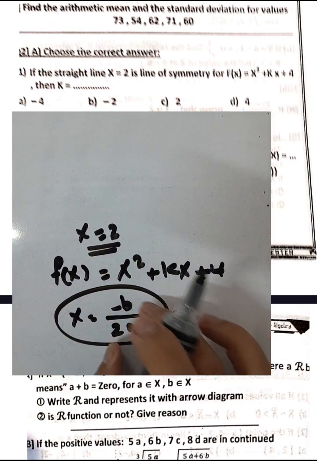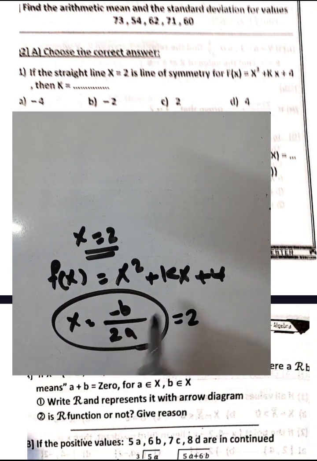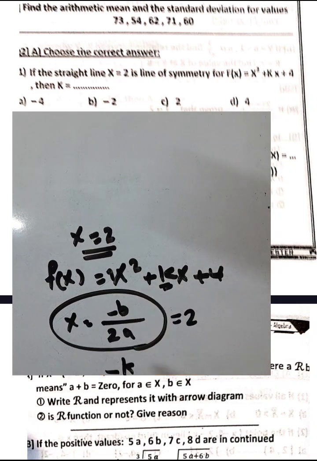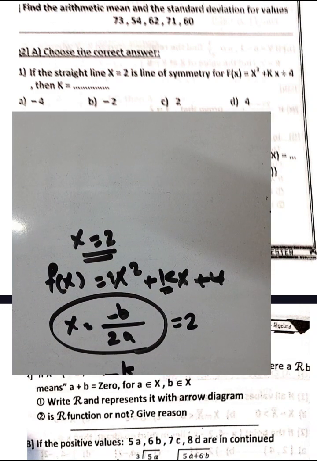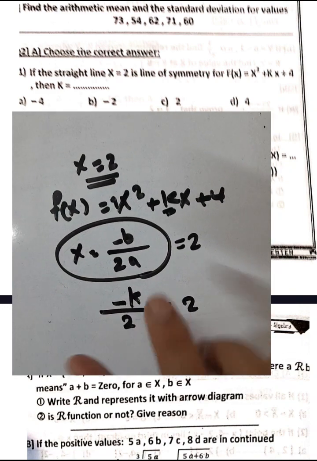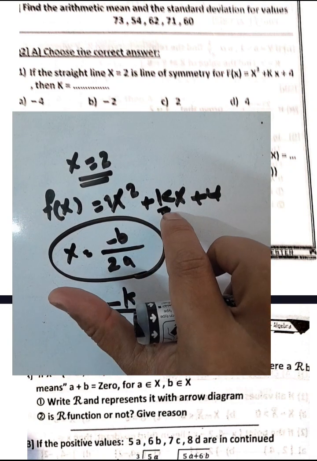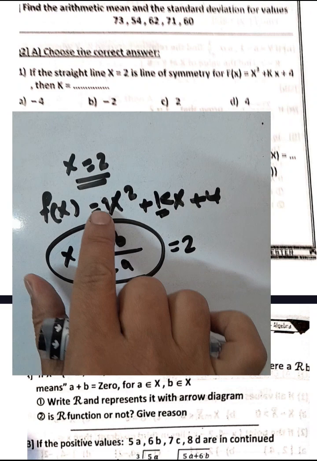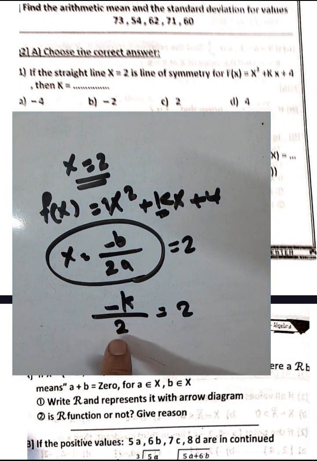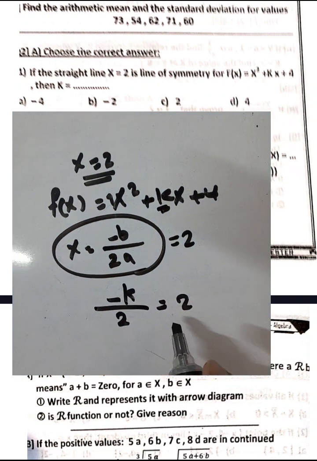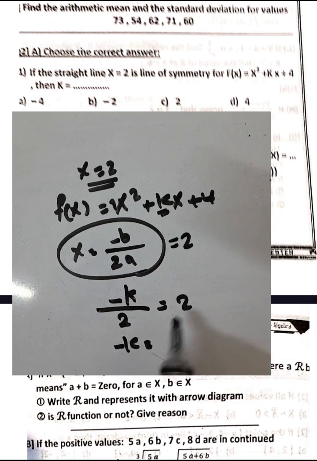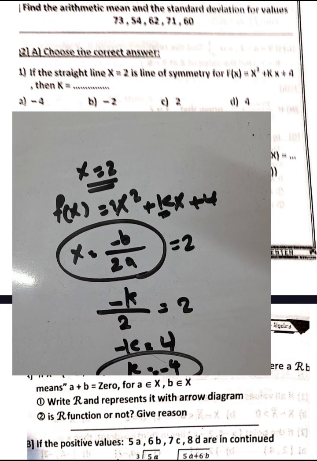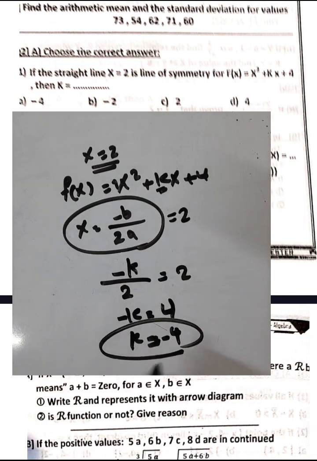This is the result equal to 2. We have negative b over 2a, where b equals k, so negative k over 2 times a, where a equals 1, so 2 times 1 equals 2. Then negative k equals 2 times 2, which equals 4, so k will be equal to negative 4. The value of k here will be negative 4.